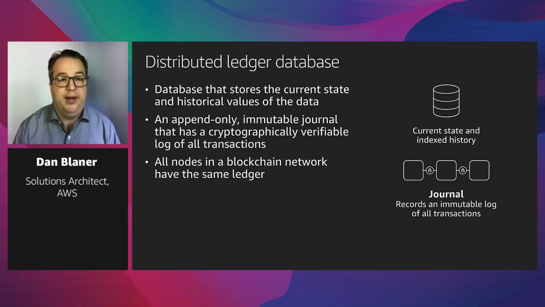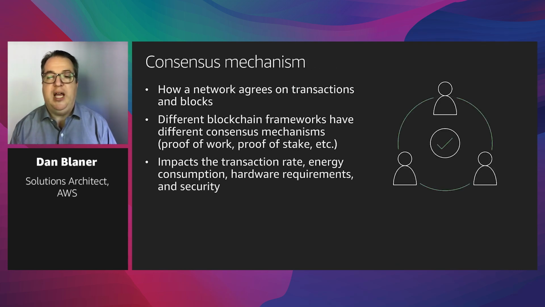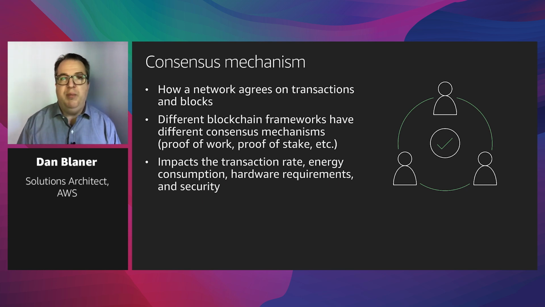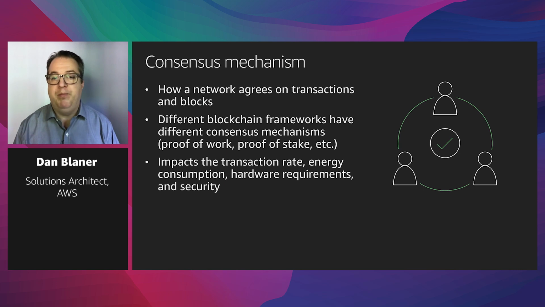Next is the consensus mechanism. The consensus mechanism is how a network agrees on transactions that occur in the network. Different blockchain frameworks have different consensus mechanisms, such as proof of work and proof of stake. The consensus mechanism chosen impacts the network's transaction rate, the energy consumed by the network, hardware requirements, and security.